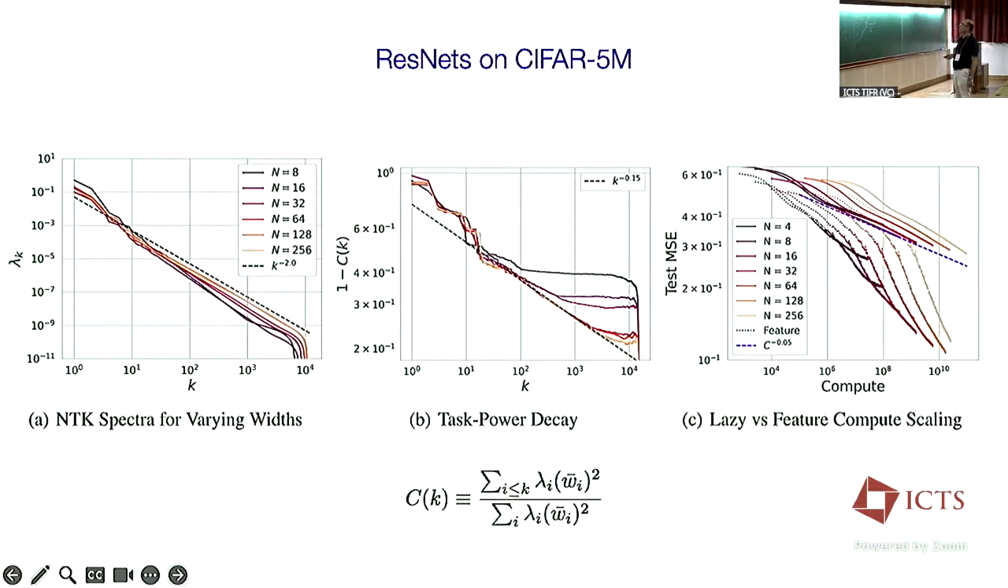So this is the test MSE as a function of compute. I didn't show you the compute version of this, but once you have the N and T scaling, you can combine them to get a compute scaling. There are multiple models here. The different colors are different widths. The difference between solid and dashed lines is that this is in a lazy regime, where I chose my gamma 0 small, and this is in a feature learning regime.